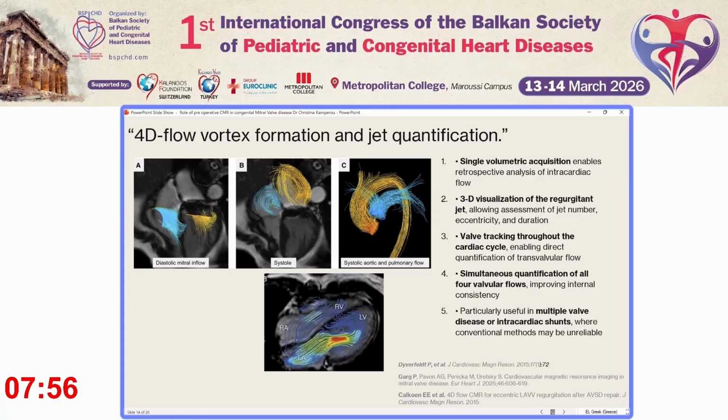Measurement planes can be positioned exactly perpendicular to the true flow vector, ensuring accurate quantification of complex jets. In addition, 4D flow enables retrospective valve tracking, which follows the motion of the mitral annulus during the cardiac cycle. This is particularly important for the mitral valve, given its significant through-plane motion and saddle-shaped geometry.